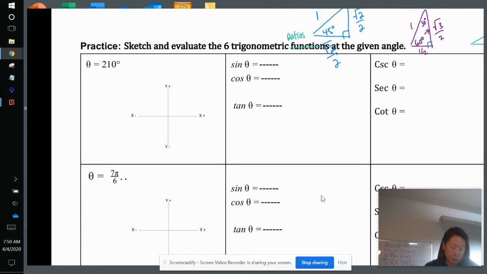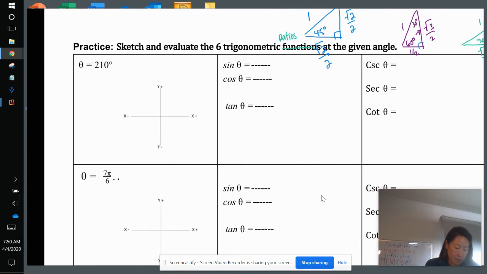So 210 is in the third quadrant. And so I'm going to start on the positive x-axis and then open up. It's basically 30 degrees past 180. So it's going to be right here. And like I said, it's 30 degrees away. So theta is equal to 210.